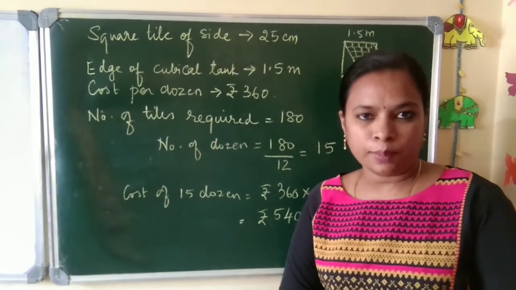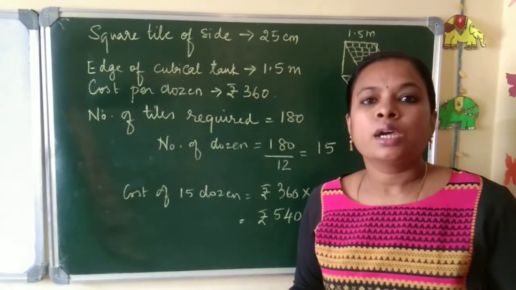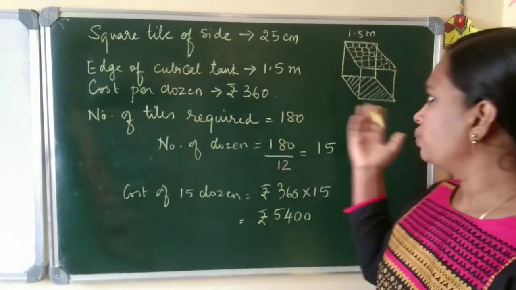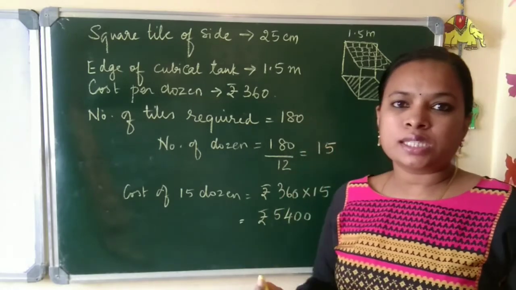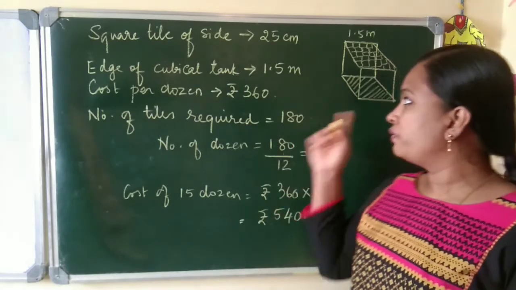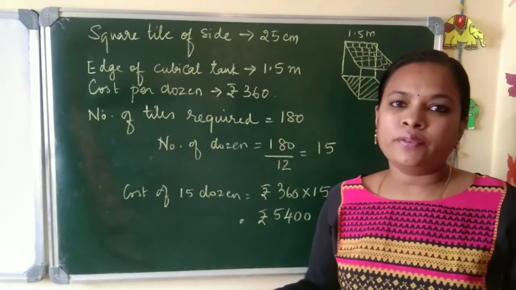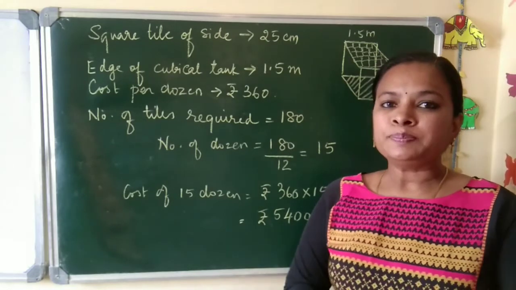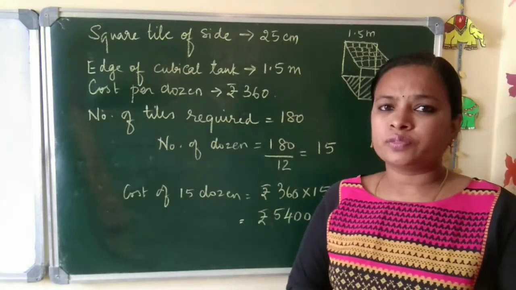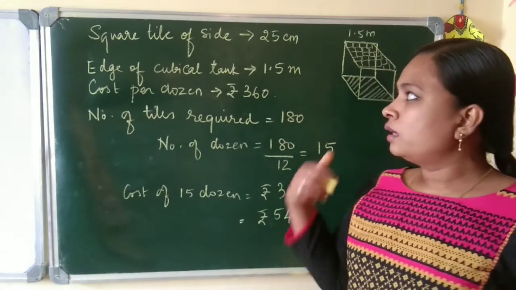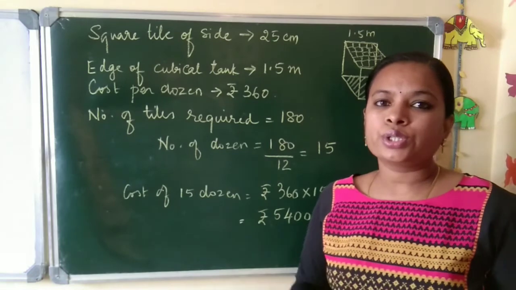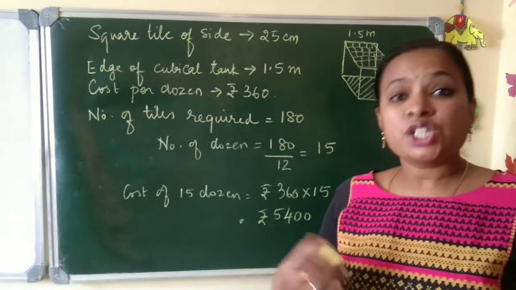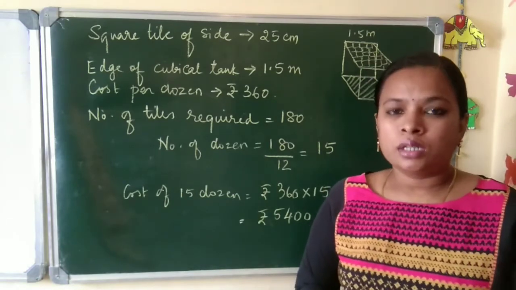Once again I will repeat. Step 1 is you have to find the area of the tank. And in this tank they have told that one of the faces is not going to be considered, so we have excluded it. Otherwise you have to include all the faces. And then here they are asking you to find the number of tiles, so you are going to divide it by the area of the tile.